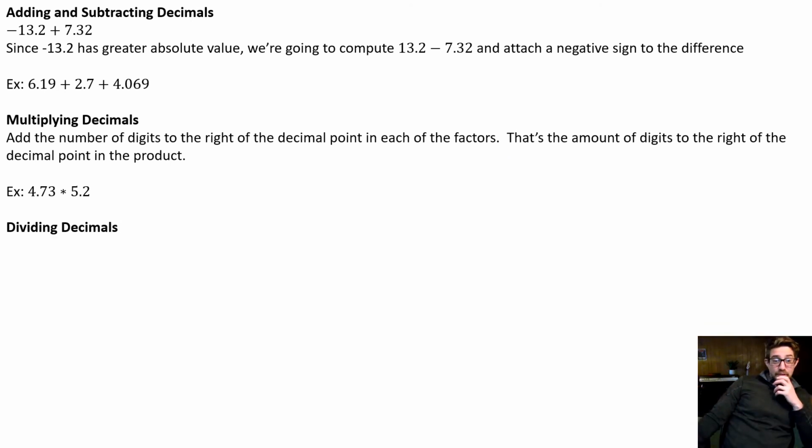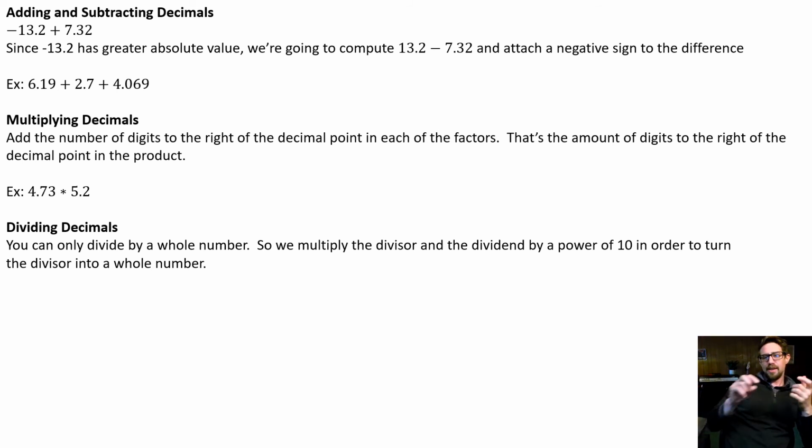All right, and finally, dividing decimals. This is our old friend, long division, and there's no other way around it. So what we do with the decimal place is a little different here. We take the divisor and we move the decimal over until we have a whole number. So we never divide by a decimal. We always divide by a whole number.